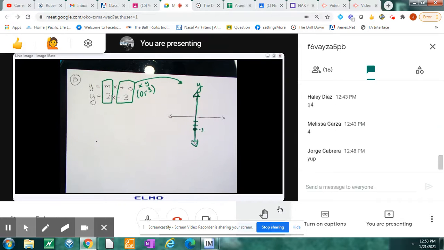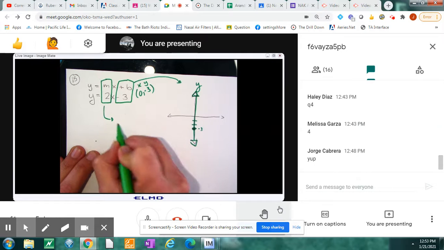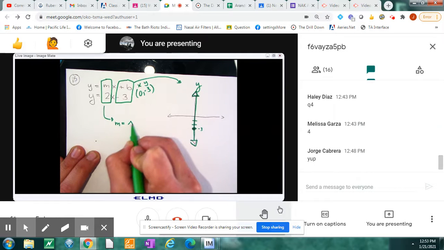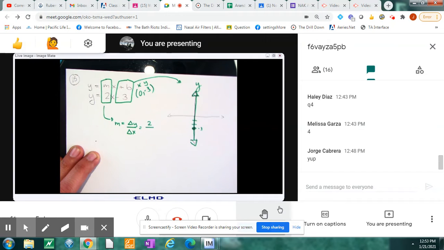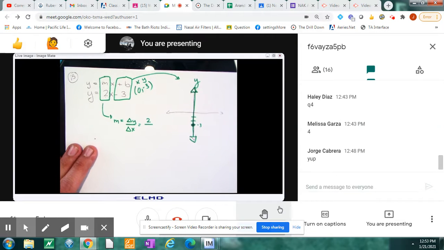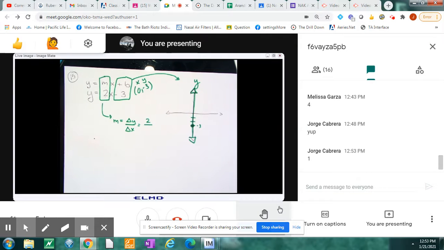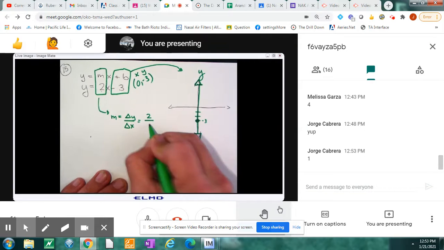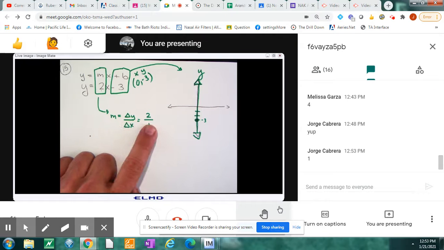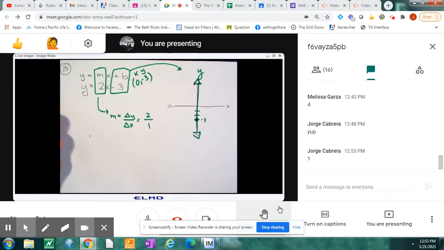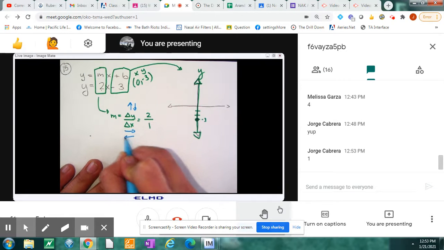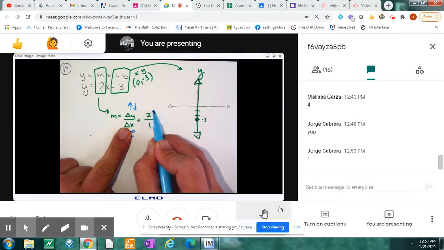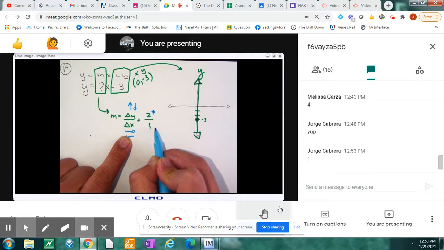Now, what do you need? Now we need to move. Okay? So the change in y over the change of x, which is what? 2 over what? What am I going to put? You guys remember? Over 1. Very good. So remember, y goes up or down, but because it's positive, I'm going to go up. And because it's +1, I'm going to go to the right.